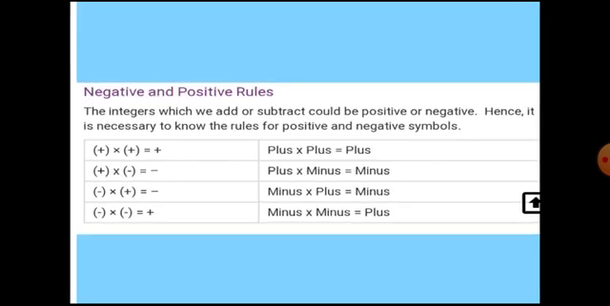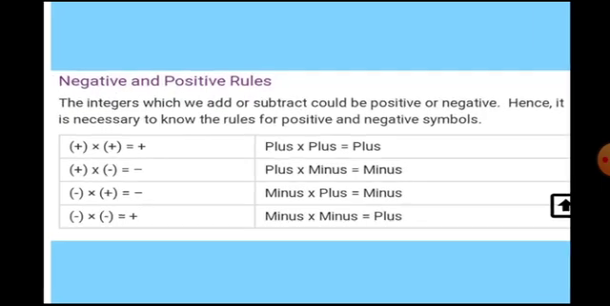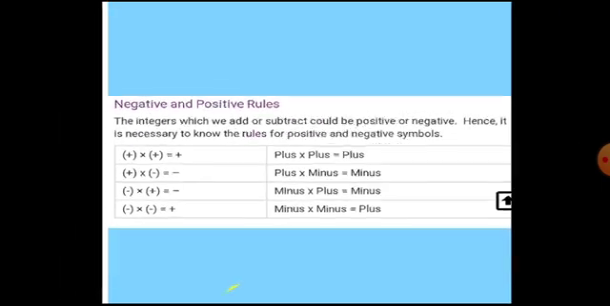negative and positive rules. The integers which we add or subtract could be positive or negative. Hence, it is necessary to know the rule for positive and negative symbols. We should know what is positive and what is negative. Here you can see that I am representing with a symbol.